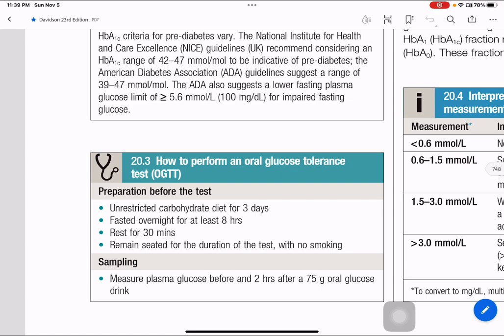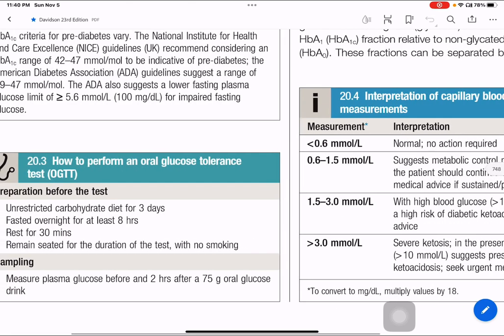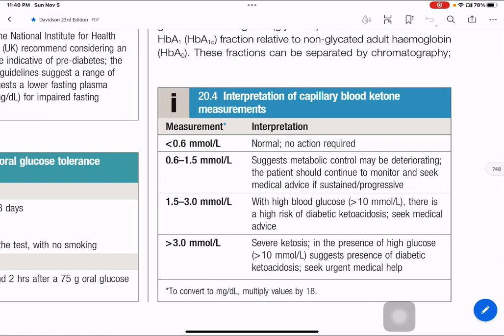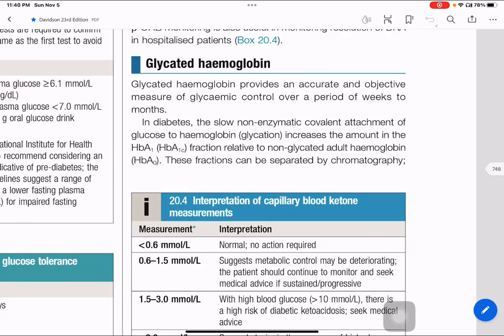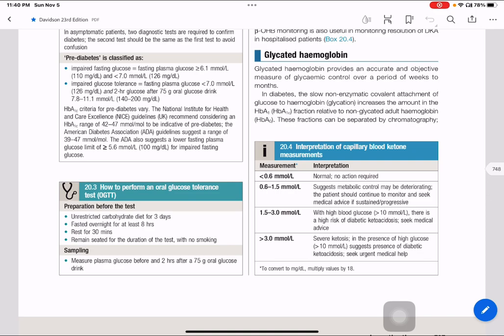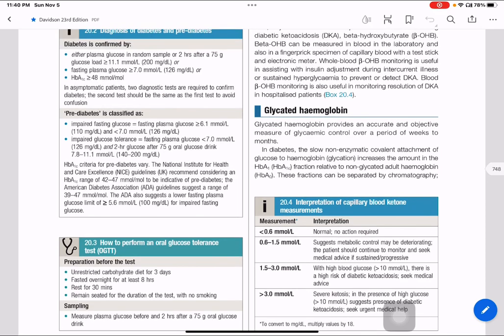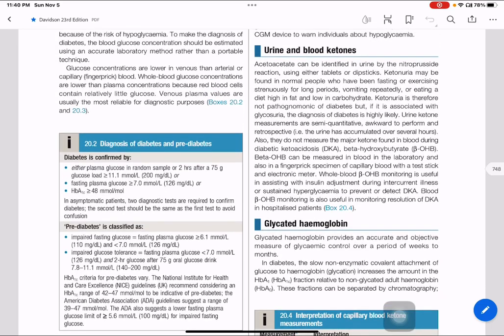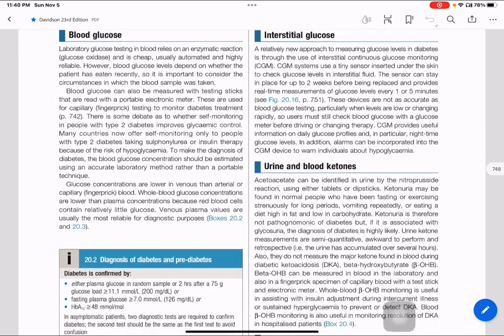The patient will have to do a test after 2 hours, so during that 2 hours, he should be at rest without smoking. And sampling should be taken during fasting blood glucose and 2 hours after 75 gram oral glucose. So if we can fulfill the preconditions, then we can perform an OGTT, that is the oral glucose tolerance test, and based on the test report, we can diagnose a patient as diabetic or pre-diabetic.